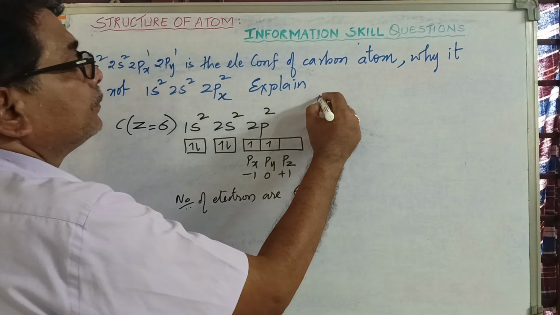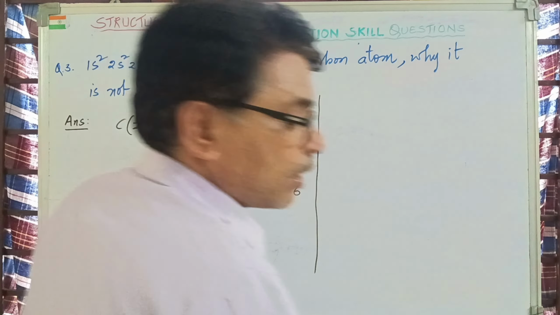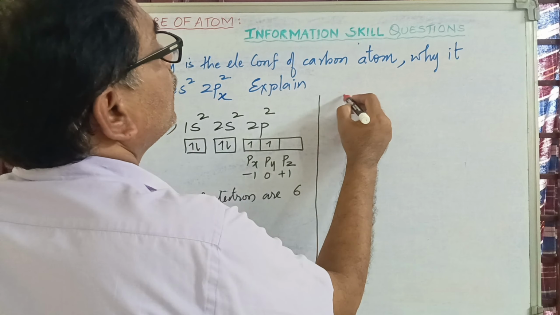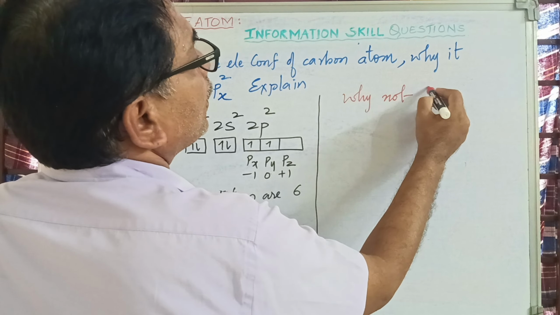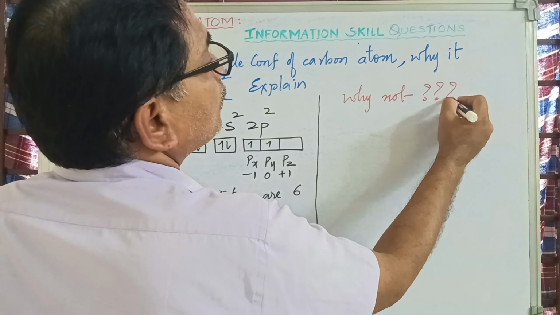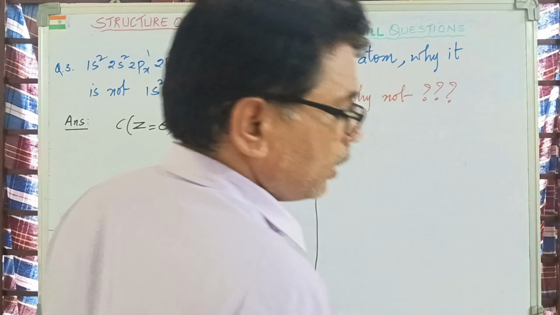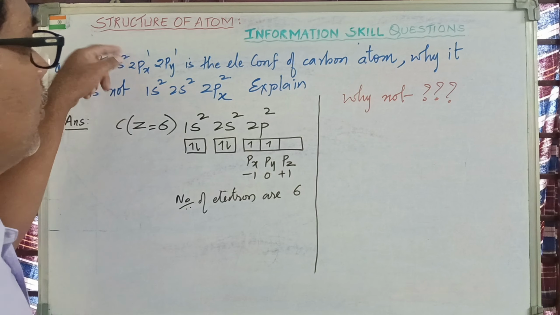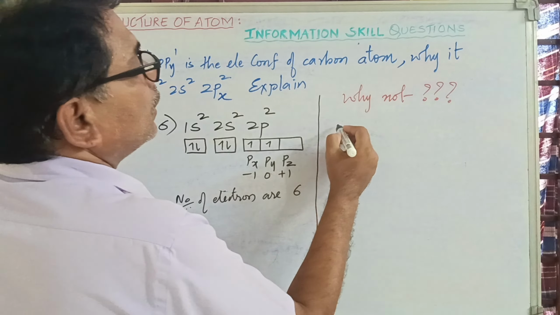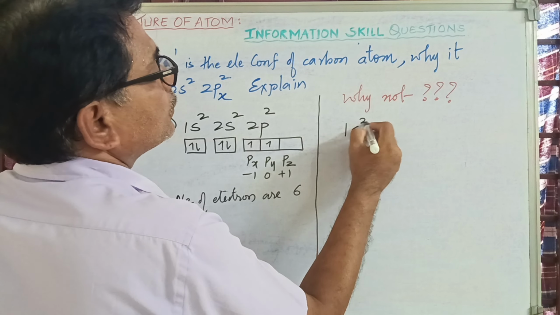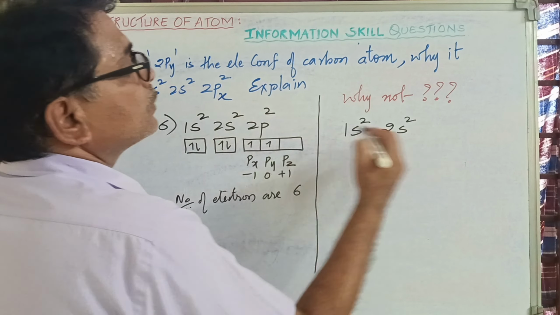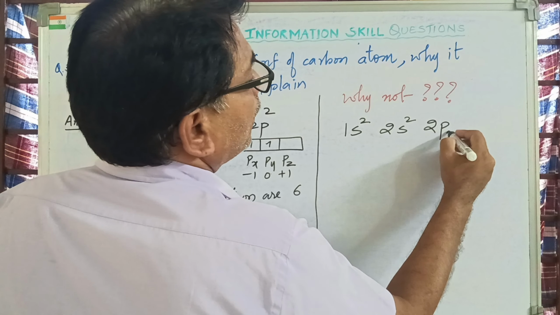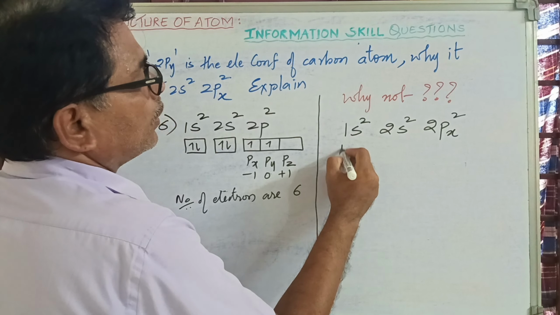Now he is saying, why can't it be? Why not? So we are answering your question now. In the beginning I told you it can't be. These two are not similar. We will see. The given electronic configuration is 1s2. Therefore the next one is 2s2. The next is 2px2.